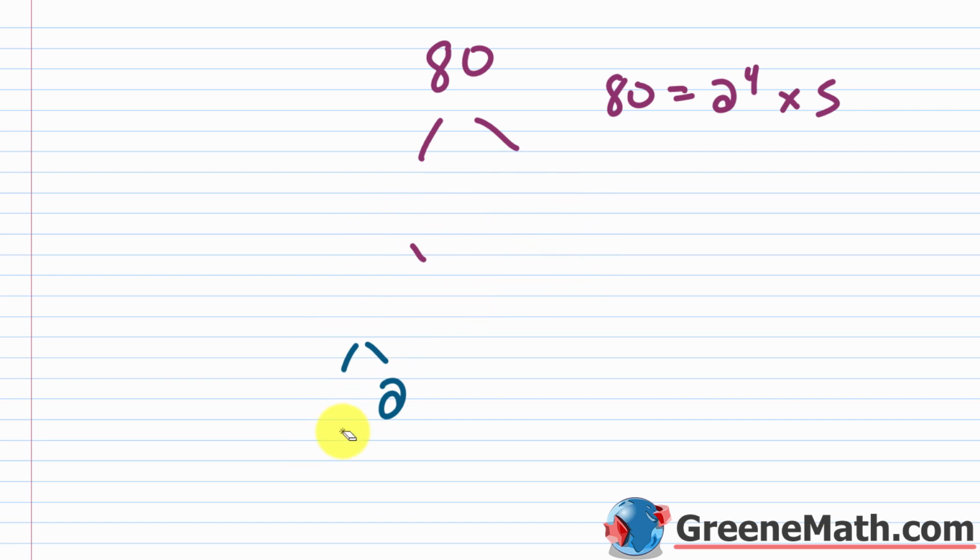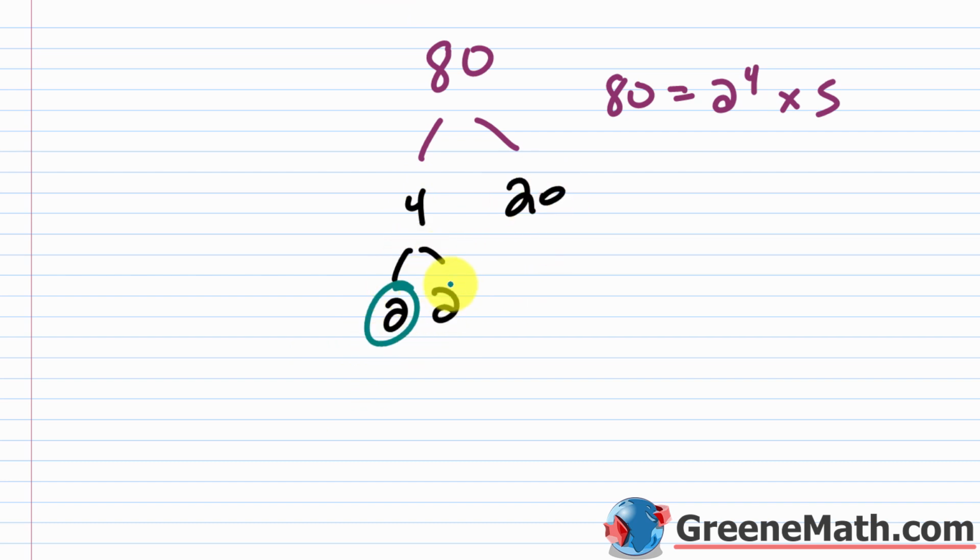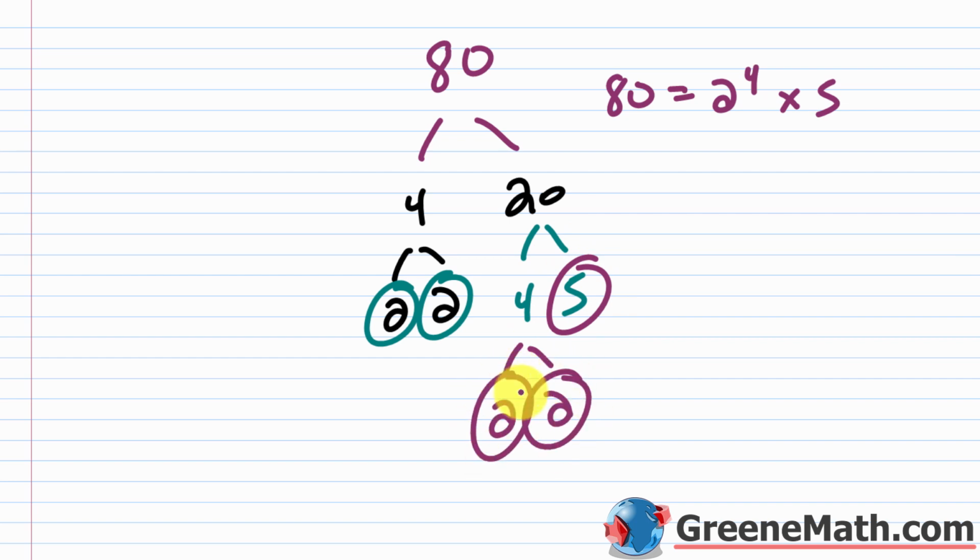Let me just do it one other way just to show you that it doesn't really matter. So I'm going to go 4 and 20. Okay, so 4 is 2 times 2, and we're going to stop, right? So this is prime and this is prime. 20 is 4 times 5. 5 is prime, so we're going to stop. Then 4 is 2 times 2, circle those, and stop. So no matter how you do this, you end up with 2 times 2 times 2 times 2, which is 2 to the 4th power, times 5.